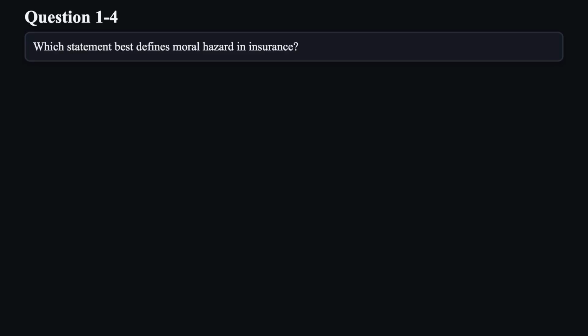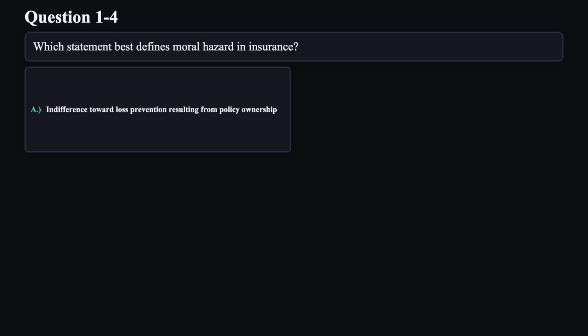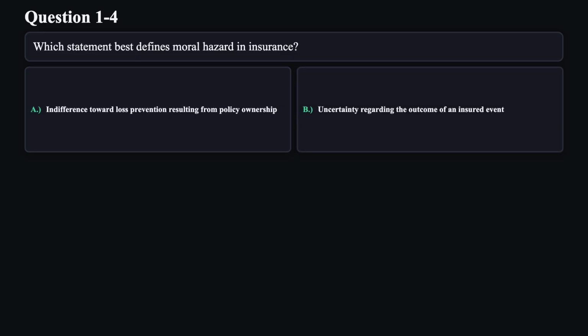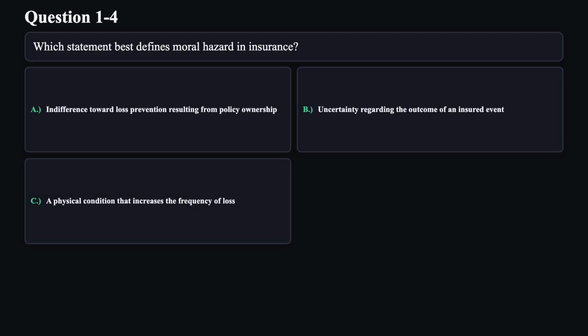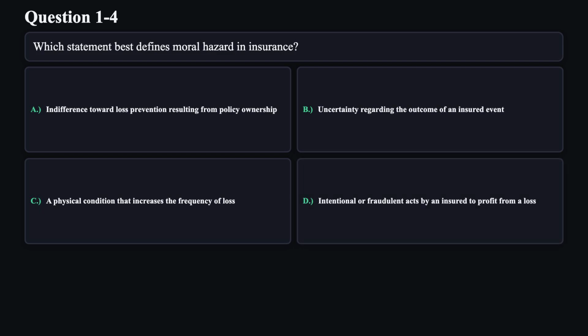Question 4. Which statement best defines moral hazard in insurance? A. Indifference toward loss prevention, resulting from policy ownership. B. Uncertainty regarding the outcome of an insured event. C. A physical condition that increases the frequency of loss. D. Intentional or fraudulent acts by an insured to profit from a loss.